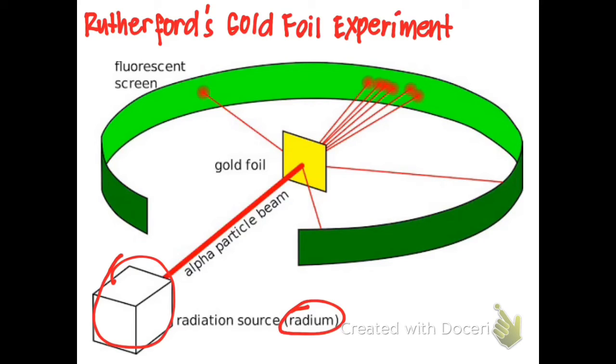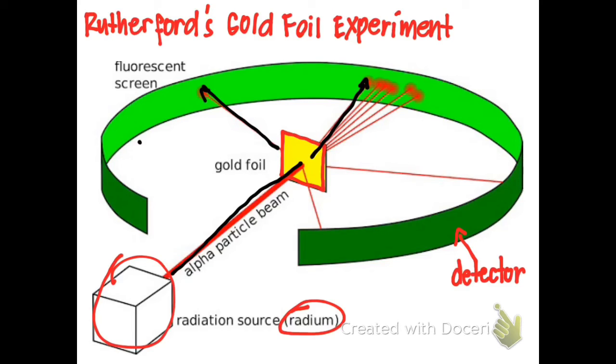And then they beamed the alpha particles from the radium at gold foil and used a detector around it. So what happens is that the alpha particles beamed through the gold foil, and some of the rays pass through, some deflect a little, and some bounce back.